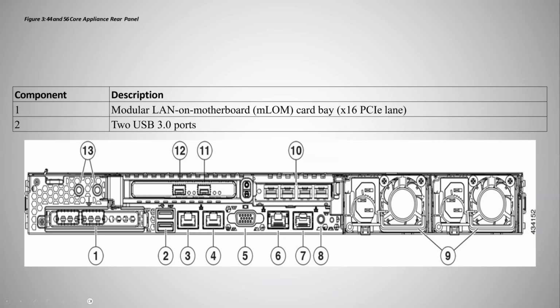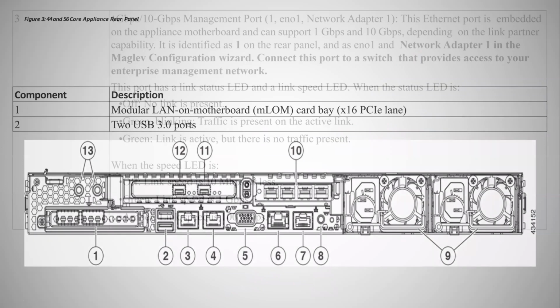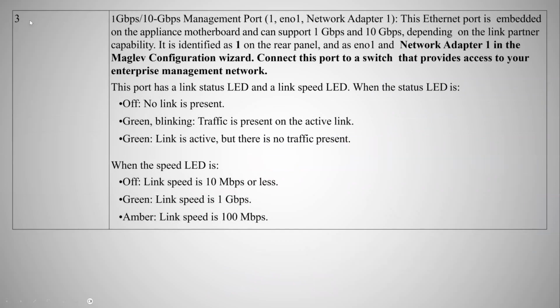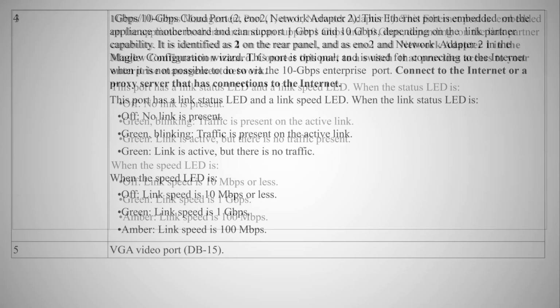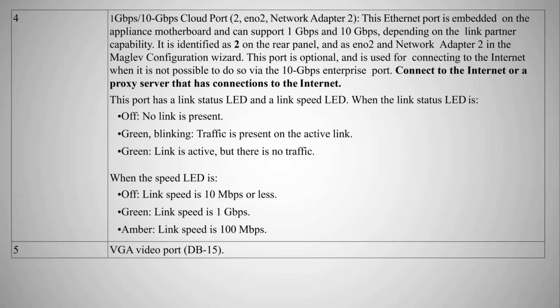Now you will see this particular diagram. Here you have some USB ports, some other ports as well, some indicators, etc. But you will see 3 is the management port. It's 1 gig slash 10 gig, and you can see the 3 here. Then you can see 4. So the ports that we just discussed, you will find 3, 4, 6, 7, somewhere 10. Let's see. 3 is there, 4 is there. 4 is what? Cloud port, you can see here. Use the marker so I can highlight.